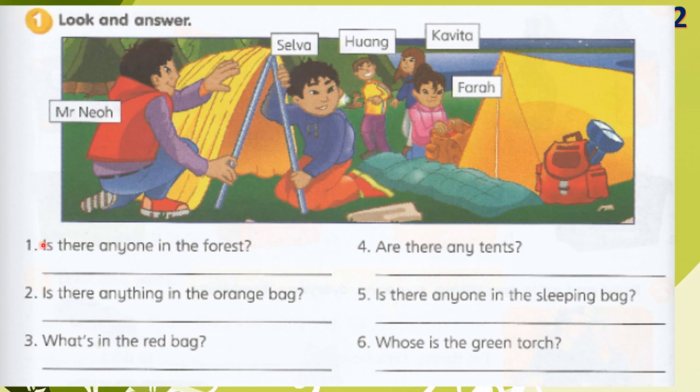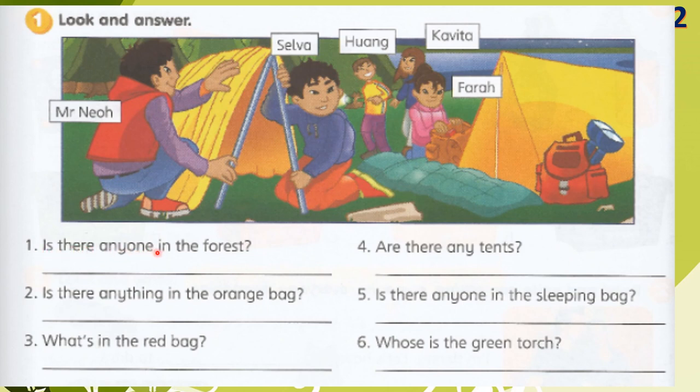Okay, you have is there, are there, what's and who's questions. Okay, let's focus on the indefinite pronouns, anyone. Okay, you have anything here and anyone. Okay, so you have 3 questions with indefinite pronouns. Okay, let's see how we can answer this kind of question.